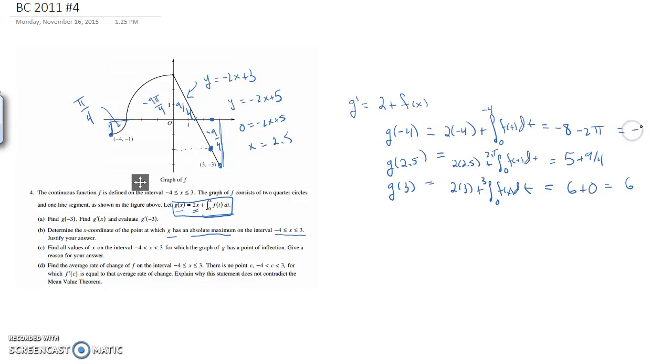This is something negative, so it's not the largest thing, and then this is going to be definitely more than 6. So I'm just going to leave my answer like that because I'm about ready to cough here. So the absolute max is going to be 5 plus 9 over 4 when x equals 2.5.